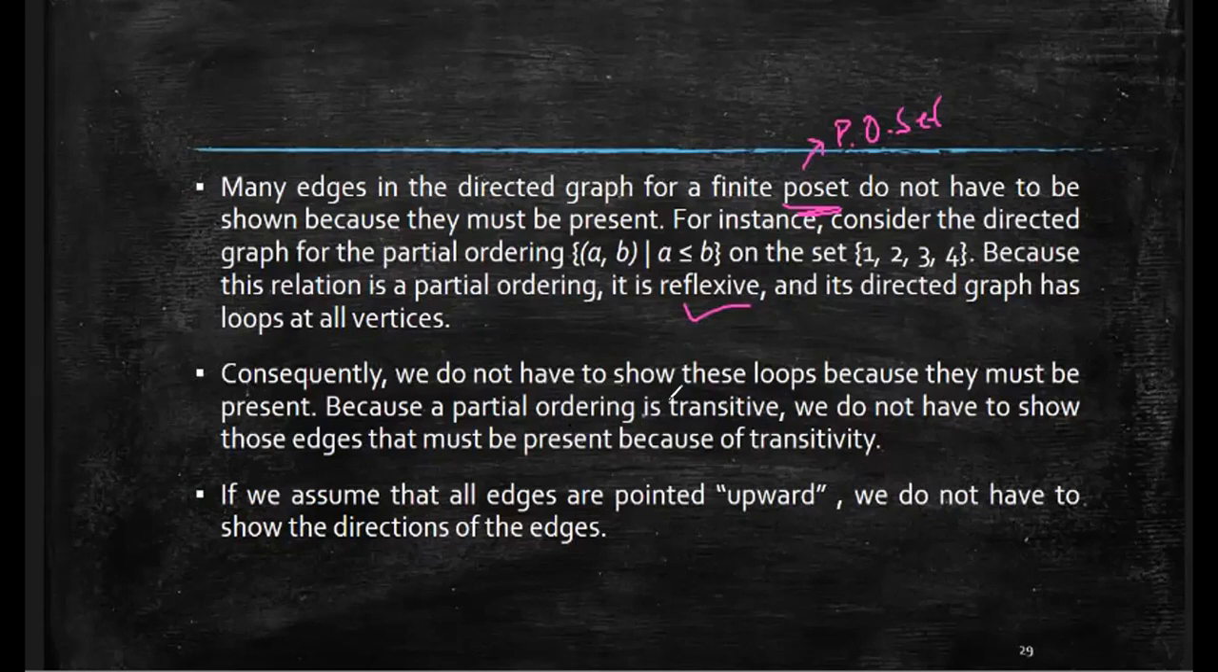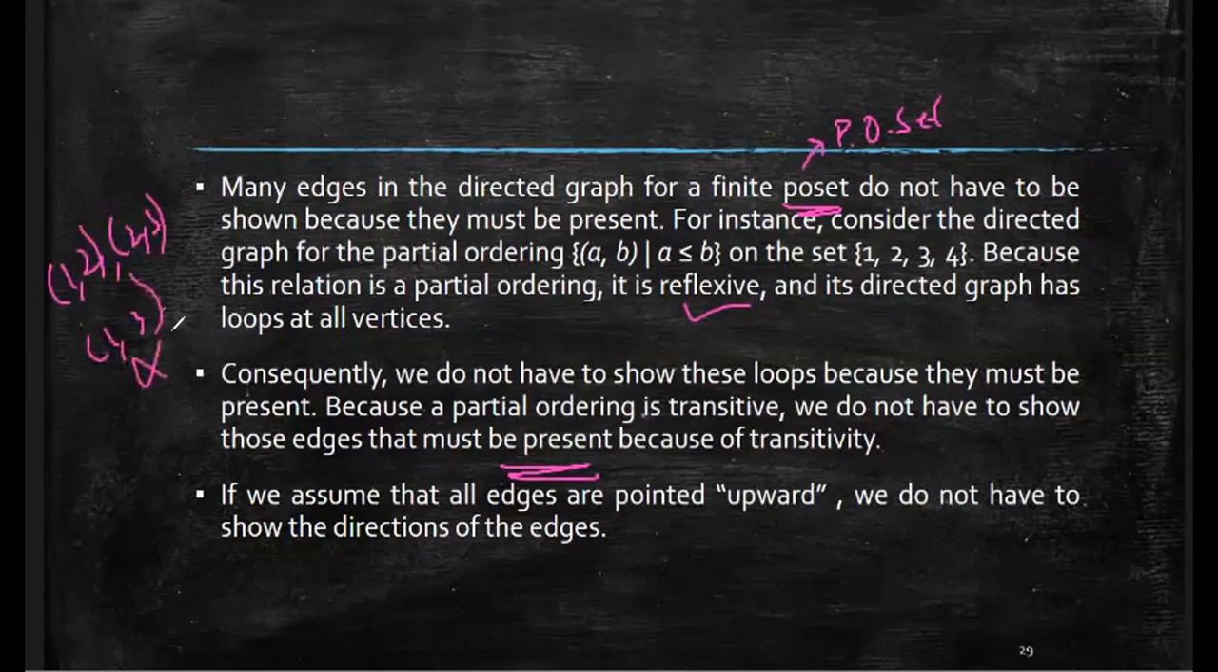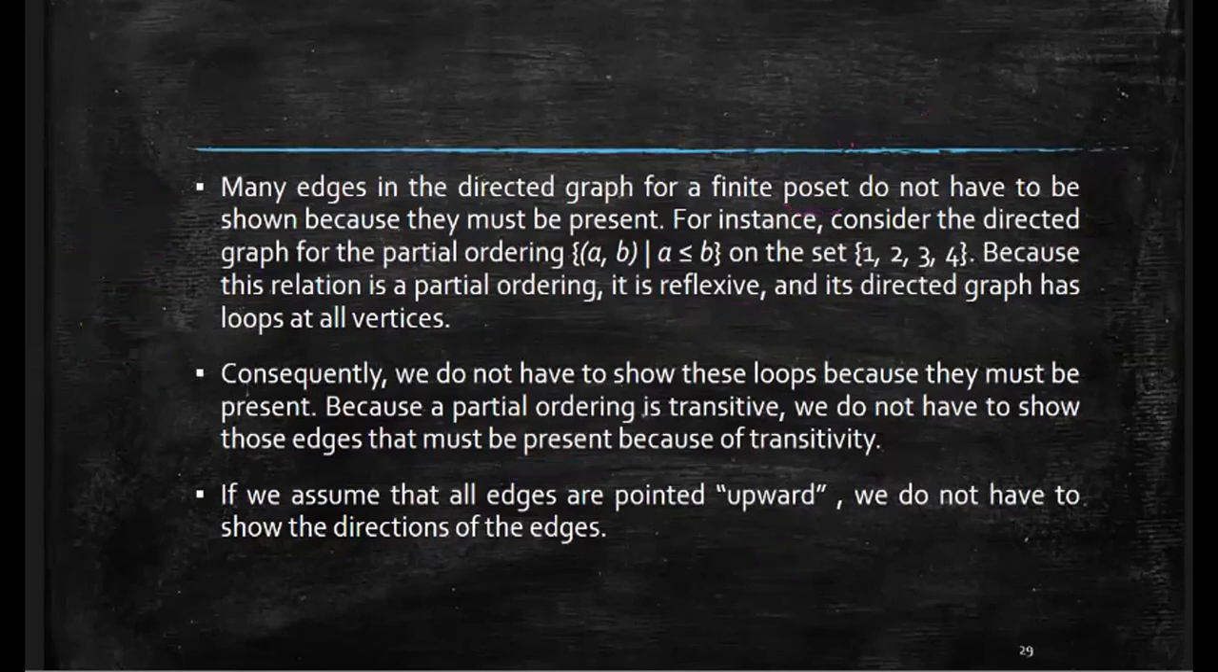And because the partial ordering is transitive, we do not have to show the edges that must be present because of transitivity. That is, if we have 1 2 and 2 3, then we don't need to show the edge 1 3. Okay. And if we assume that all the edges are pointed upward, we even don't need to show the direction. We don't need to point the direction. Next.